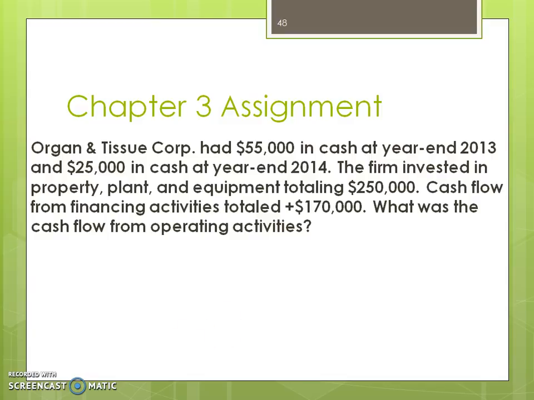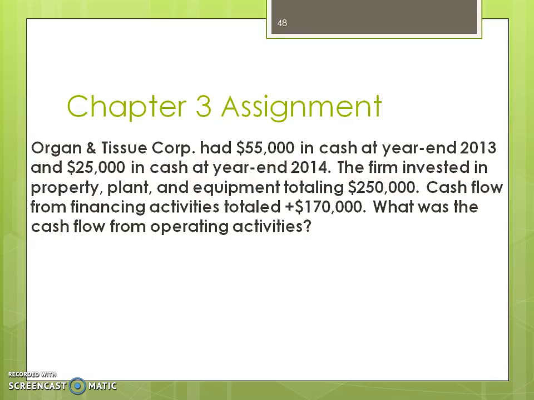Organ and Tissue Corp had $55,000 in cash at year-end 2013 and $25,000 in cash at year-end 2014. The firm invested in property, plant, and equipment totaling $250,000. Cash flow from financing activities totaled positive $170,000. What was the cash flow from operating activities?